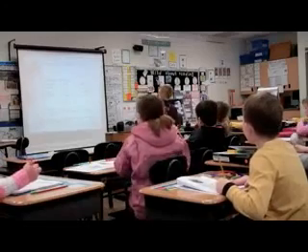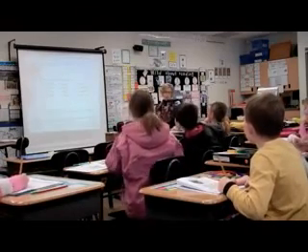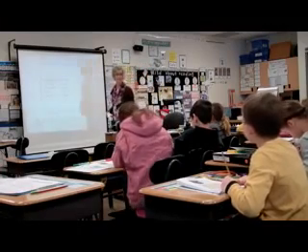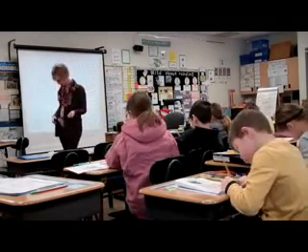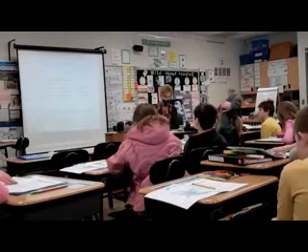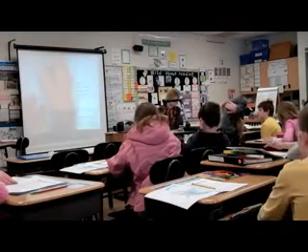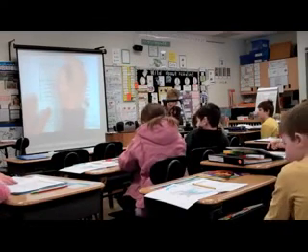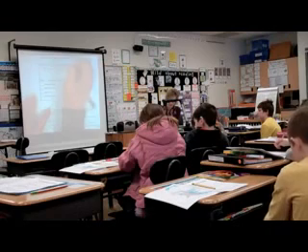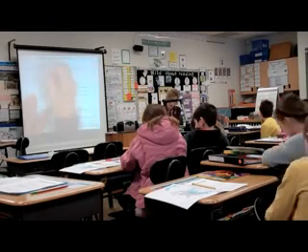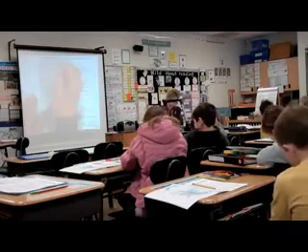The next question that it asks me is, the main idea of this article is. Talk to a partner right now. What do you think the main idea of this article is? How segregation affected African Americans. Okay, so the main idea is how segregation affected African Americans.